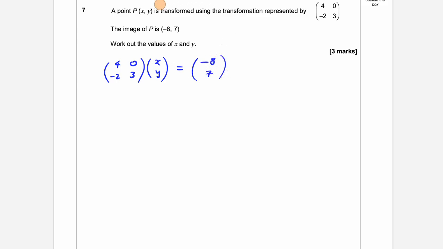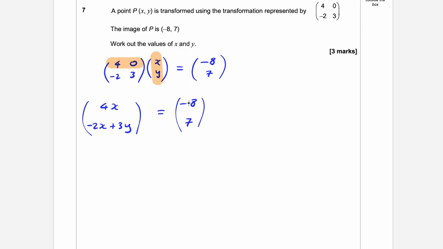So multiplying out the matrix, row times column: 4 times x is 4x, plus 0 times y is obviously just 0. Then minus 2 times x is minus 2x, plus 3y. Okay, so this equals (-8, 7).